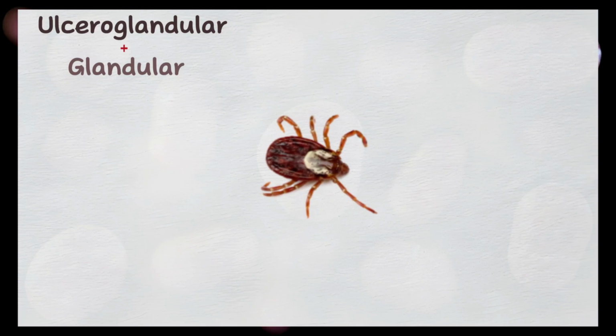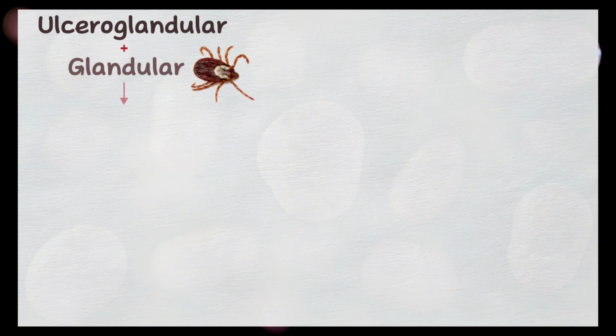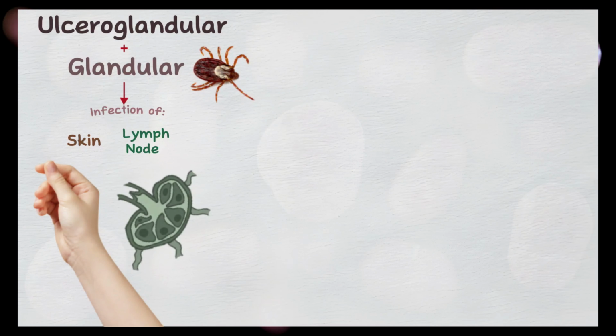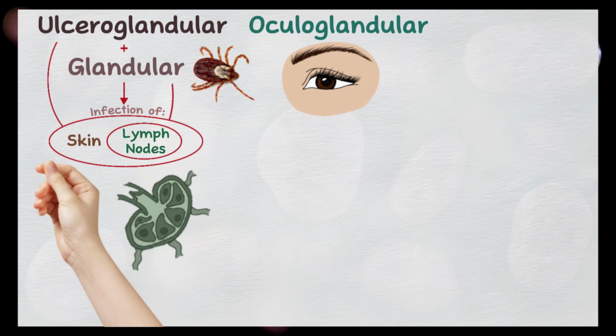The ulceroglandular and glandular forms of tularemia are transmitted through insect bites, such as those from ticks and flies. The ulceroglandular form causes an infection in the skin and lymph nodes, while the glandular form primarily affects the lymph nodes. The oculoglandular form occurs when the bacteria enter the conjunctiva, which can happen through splashes of infected material into the eyes or by rubbing the eyes with contaminated fingers.